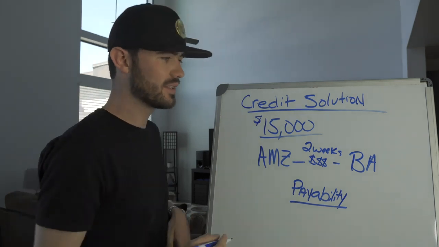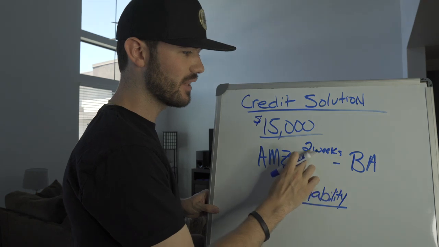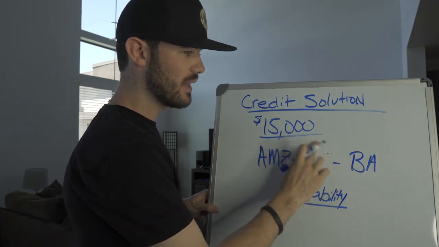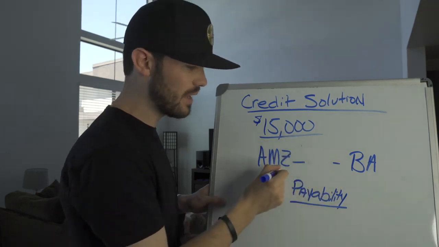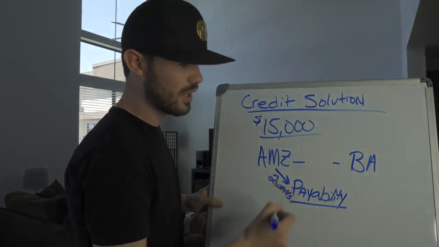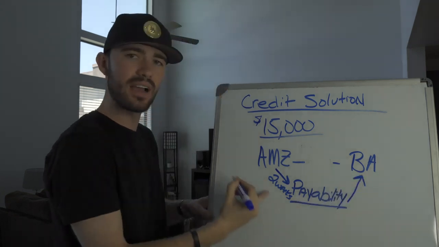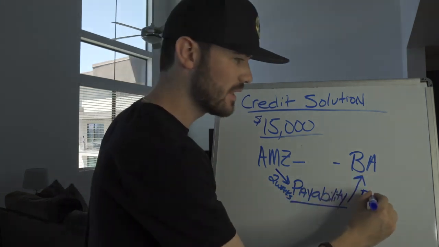But here's what Payability does. Payability takes away the link between your Amazon account and your bank account. And now your Amazon account is going to pay Payability every 2 weeks. What Payability does is they then forward you portions of what they're expecting to get paid daily.